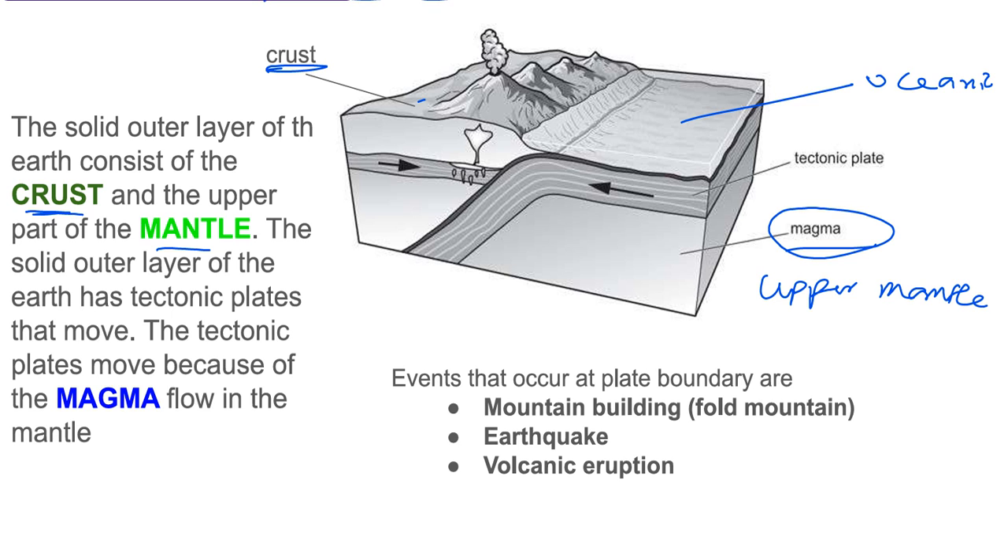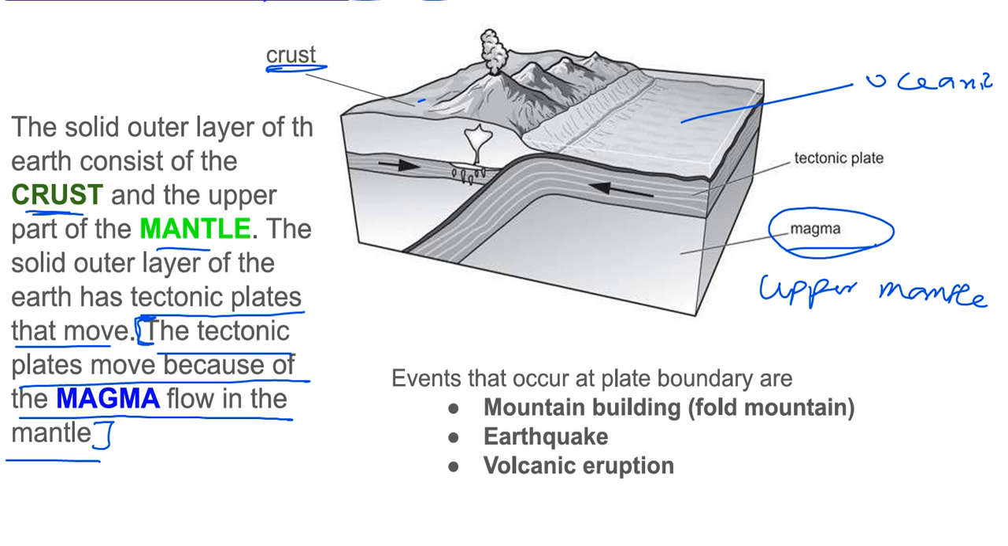So why do tectonic plates move? The plate tectonic model now. You find out that the solid outer layer of the earth has tectonic plates that move. The tectonic plates move because of the magma flow in the mantle. So take note of this. This comes out a lot in checkpoint. Why do tectonic plates move? Tectonic plates move because of the magma flow in the mantle.